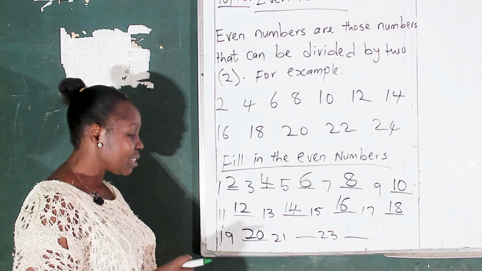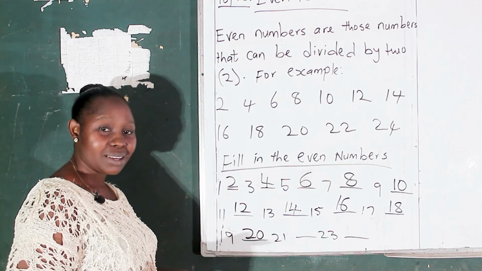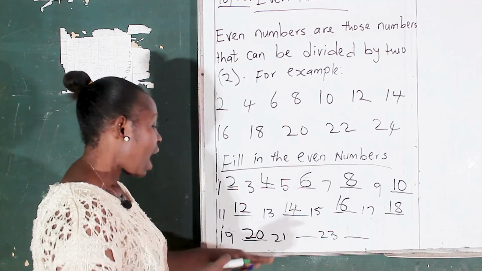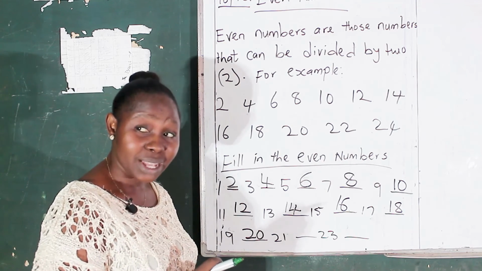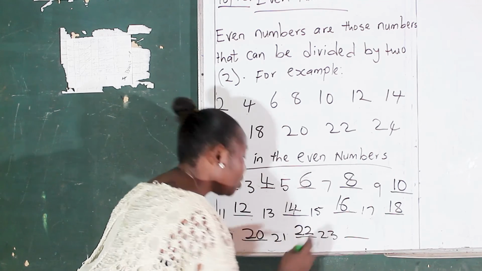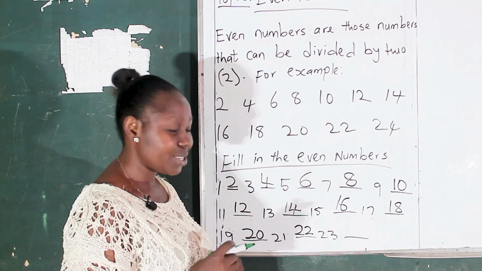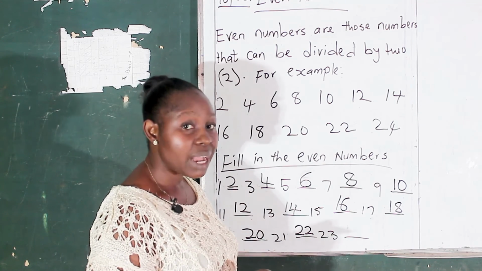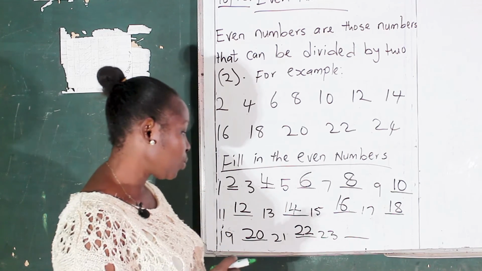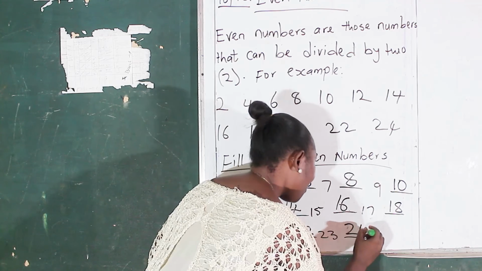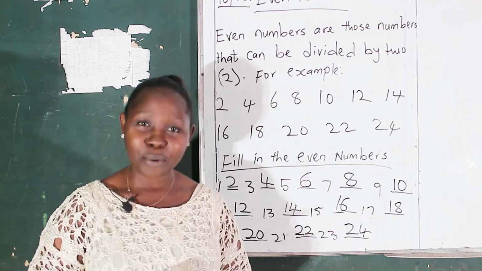And after 20 we have 21. 21 cannot be divided by 2. After 21, which number will you get again? We have 22. 22 can divide itself by 2. And after that, here we have 23. 23 cannot be divided by 2. So here we have 24. Are you there with me?